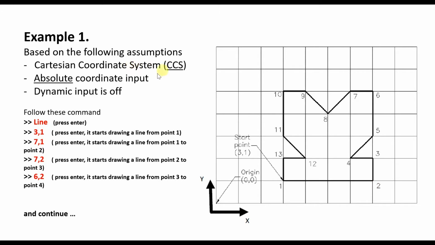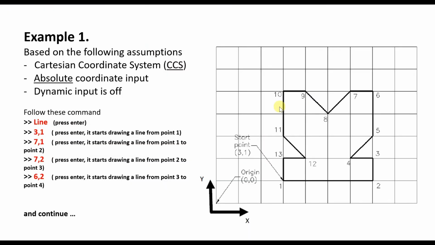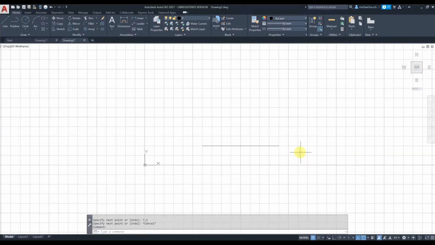Since we're going to use Cartesian coordinates and absolute input, the coordinate of point 2 is going to be with respect to the origin, so that will be 7 along x and 1 along y axis, right? So let's type 7,1, right? Then the coordinate of point 3 will be 7 along x and 2 along y axis with respect to the origin, right? So that'll be 7,2.